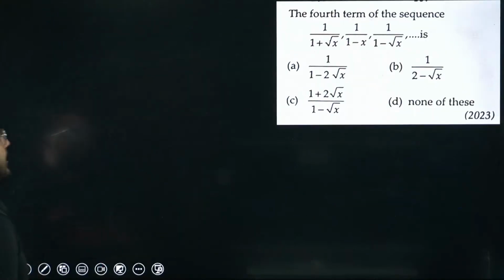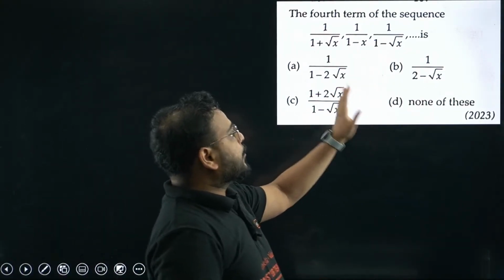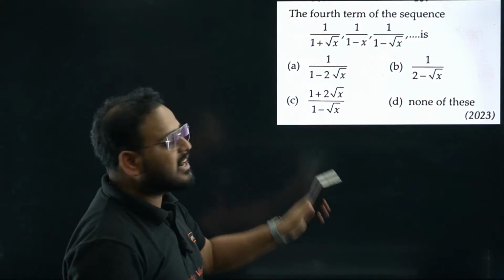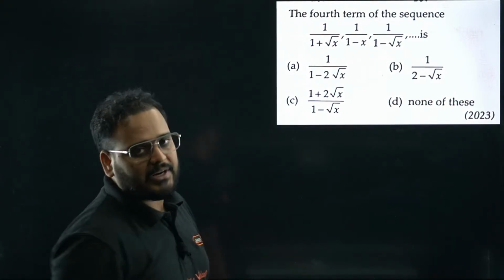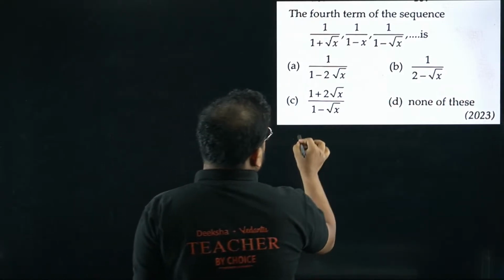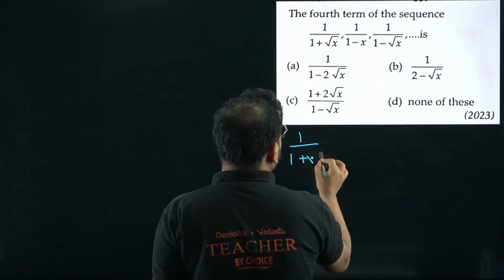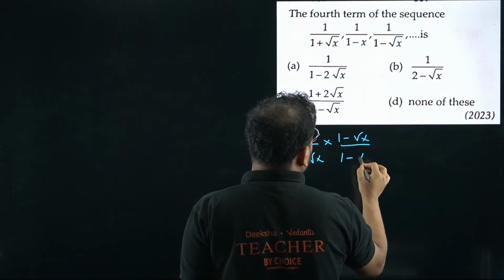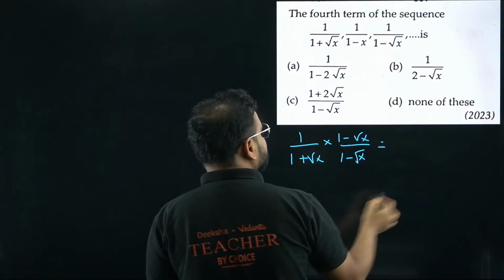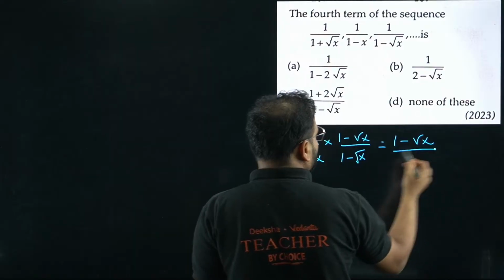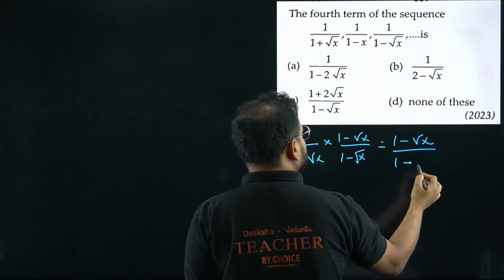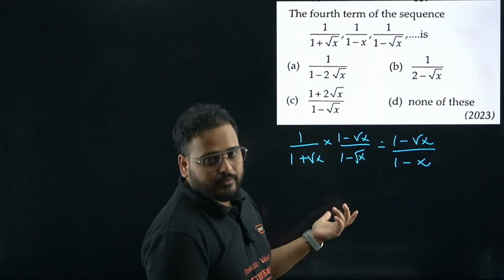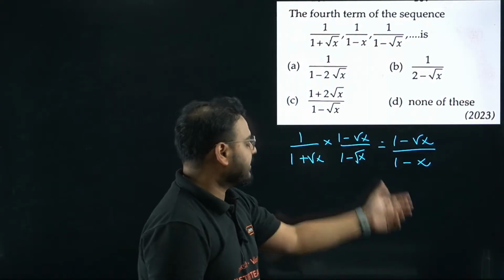All right. The fourth term of the sequence is what? First, check the sequence nature. Right now it's difficult to identify because of the irrational part in the denominator. Let's figure that out first. So 1 plus root x into 1 minus root x divided by 1 minus root x gives me the value of this as 1 minus root x upon 1 minus x. Please check. I have 1 into 1 square, and root x into root x will become simply x.